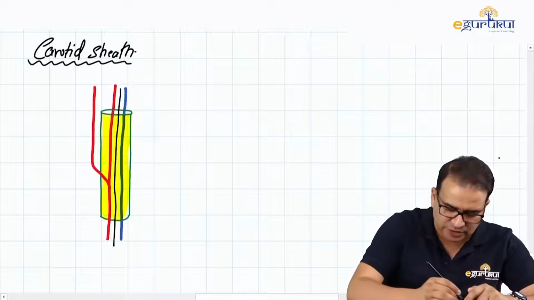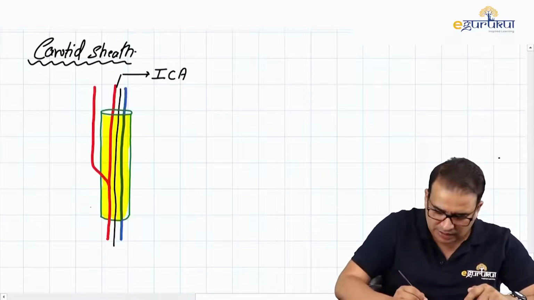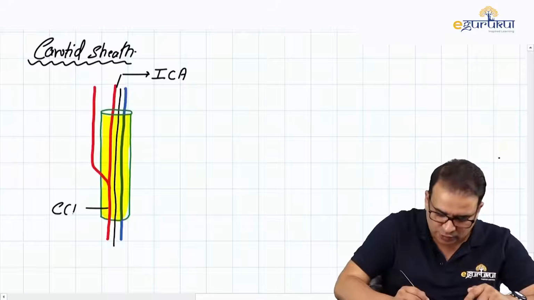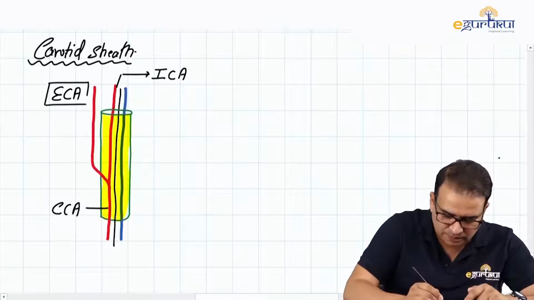These are the contents of the carotid sheath. If I name them, this here is the internal carotid artery. The internal carotid artery is considered to be the continuation of the common carotid artery. I'll tell you a bit more about it. This here is the external carotid artery, which is not a content. I'm just putting a cross mark on it.